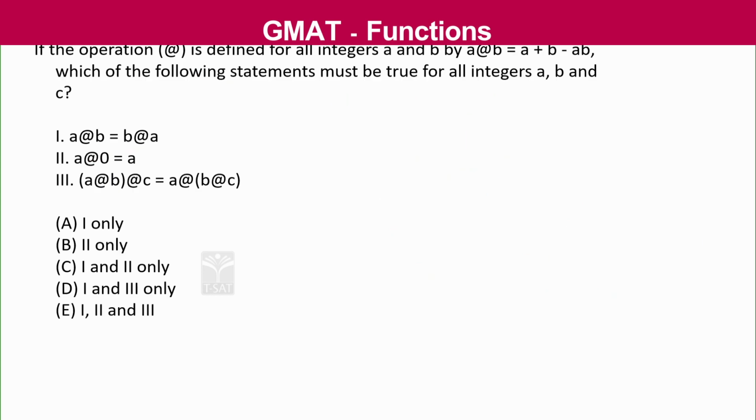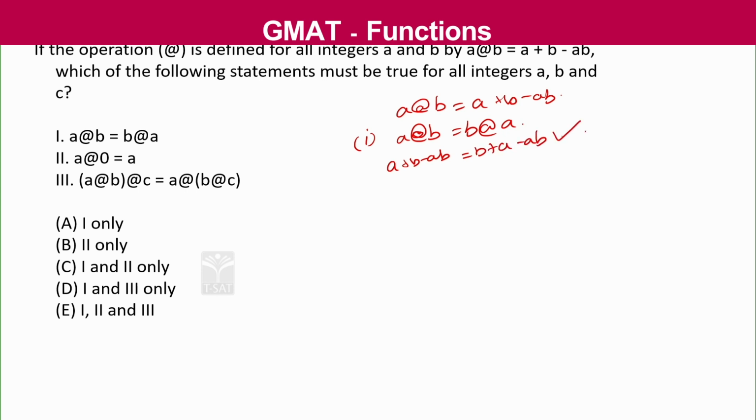If the operation at the rate is defined for all integers a and b by a at the rate of b is equal to a plus b minus ab, which of the following statements must be true for all integers a, b and c? So, a at the rate of b is equal to a plus b minus ab. The first statement tells us that a at the rate of b is equal to b at the rate of a. Is it true? Let's check. a at the rate of b will be a plus b minus ab, and b at the rate of a will be b plus a minus ab. So, yes, it is true.